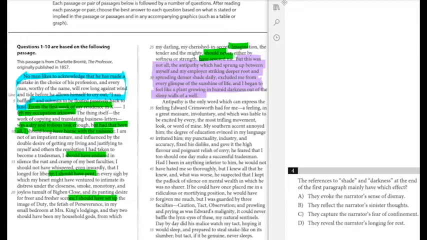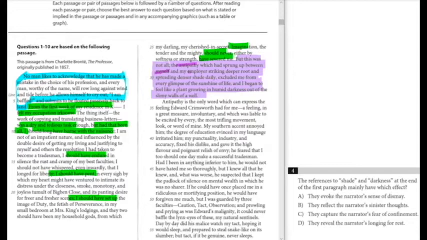And then we have in purple the specific explanation of what really was the problem. What was really the problem was the idea of the antipathy between myself and my employer that struck a deeper root and spread shade daily and excluded me from every glimpse of the sunshine of life.